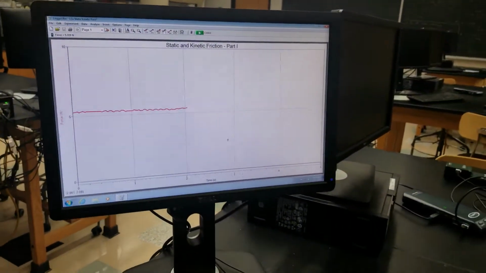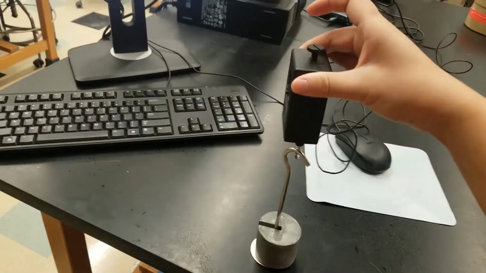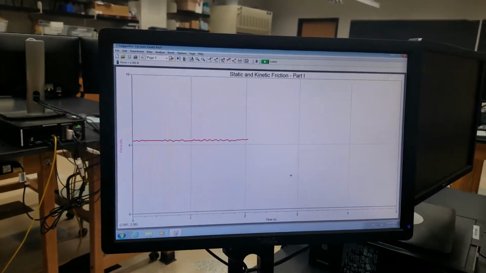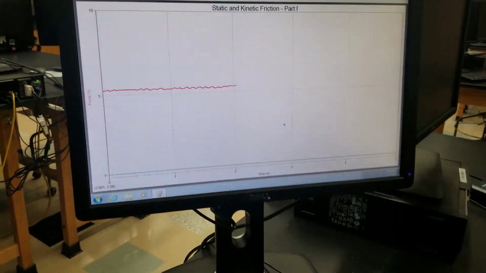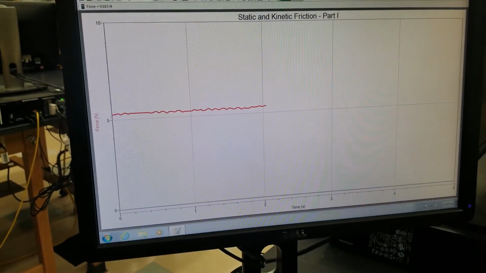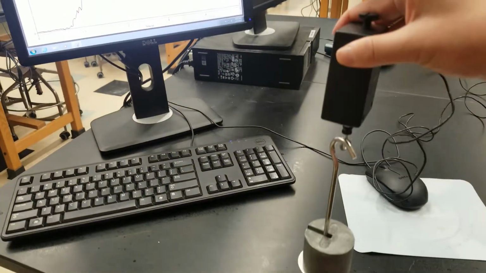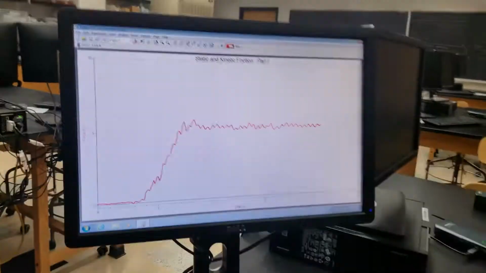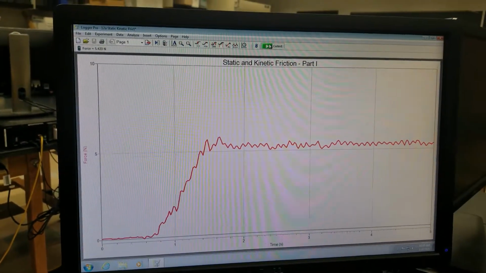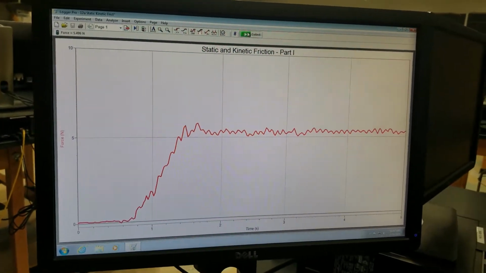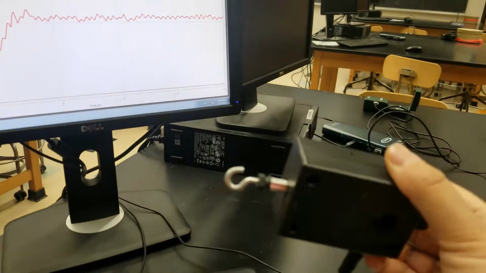Okay, so now the calibration is done. Let's do a quick check and see whether it's correct or not. So I'm going to click connect. Next I'm going to add this mass here. So this is the 5.3 Newton. Now if you look at the gram, that's roughly 5.3 gram. So our force probe is ready to use now.